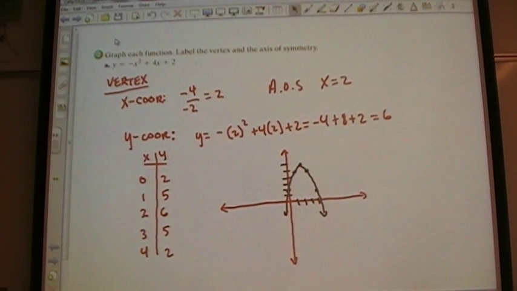Do you know when it opens like sideways? We won't do sideways or left and right now, just up and down. But left and right would be, instead of y equals x squared, it'd be x equals y squared. We'll do that later on.